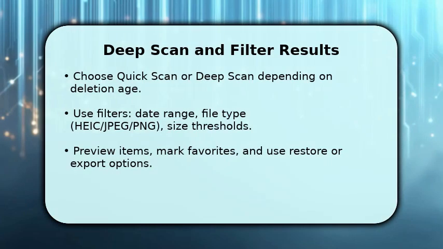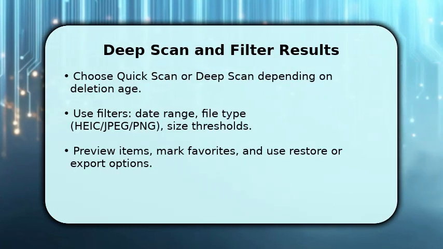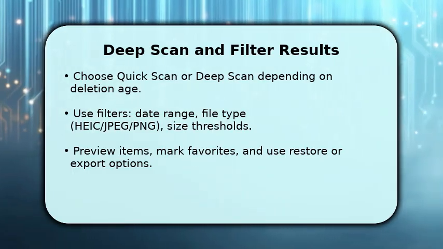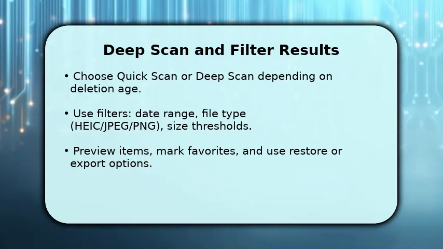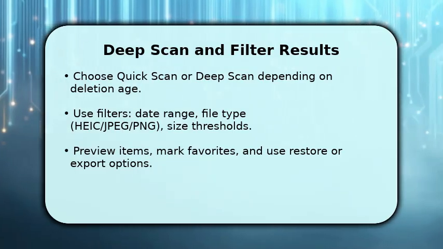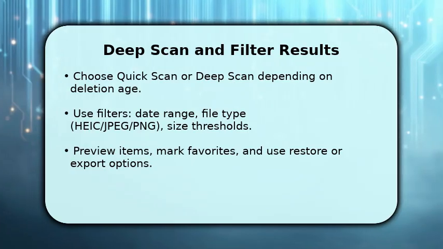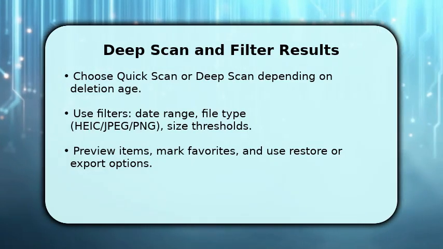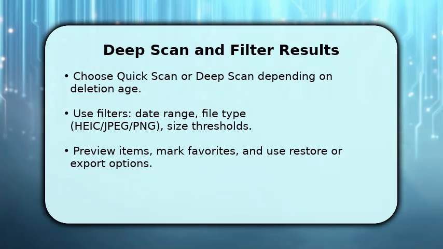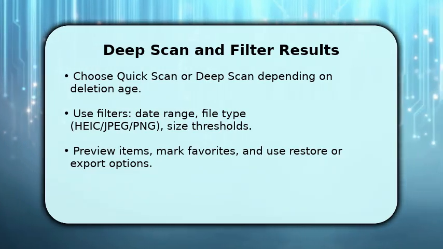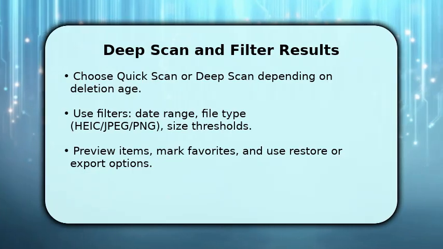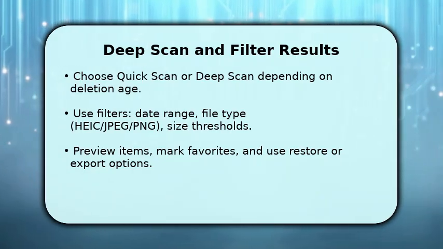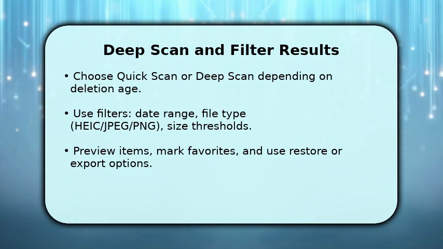You now perform the actual scan and refine results. Start with Quick Scan for recent deletions or pick Deep Scan for long deleted images. Deep Scan takes longer because it reconstructs fragments. As the app shows results, apply filters, date range, file type like HEIC or JPEG, and minimum size to narrow thousands of hits. Preview each photo to verify quality, then mark the ones you want. Make sure to use the Restore option for in-app recovery or the Export feature to save to files.